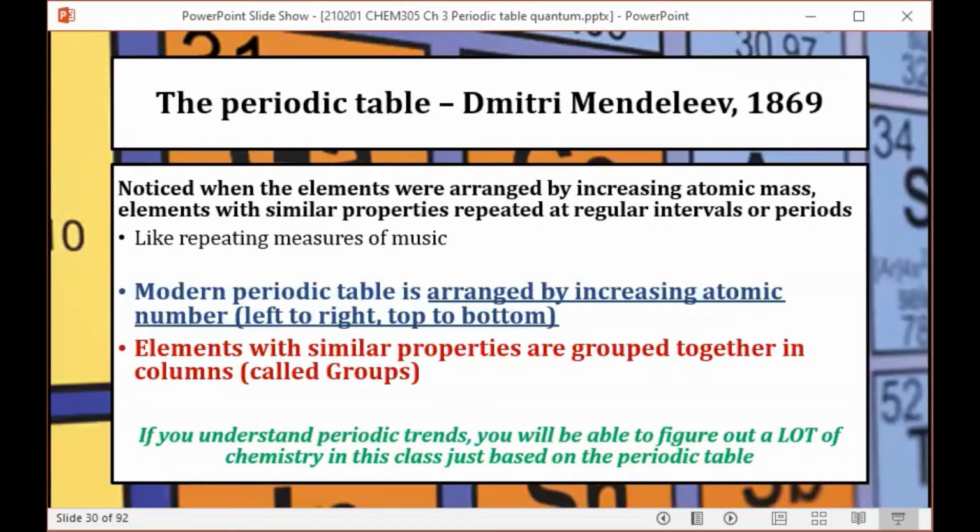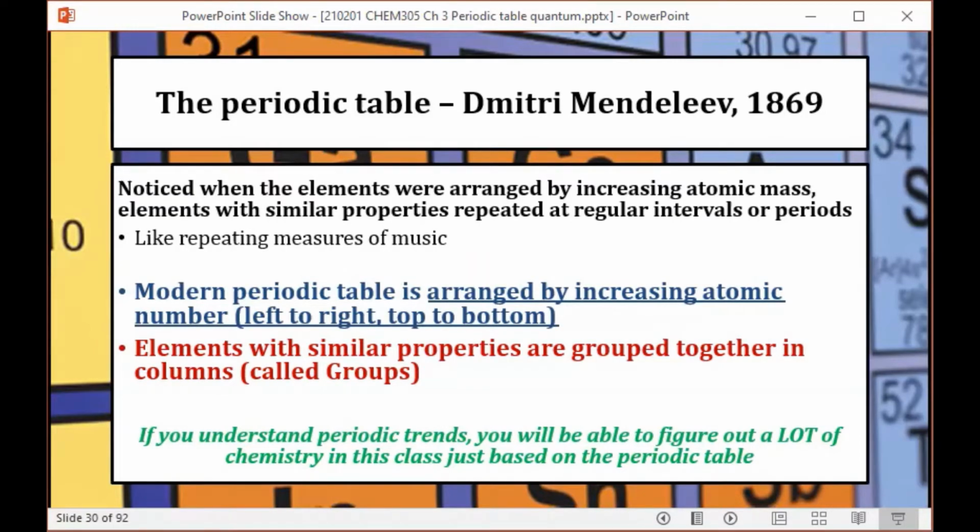So our modern periodic table is based on a periodic table developed by Dmitry Mendeleev in the late 1800s, in about 1869. Mendeleev noticed that when elements were arranged by increasing atomic mass, elements with similar properties repeated at regular intervals or periods.